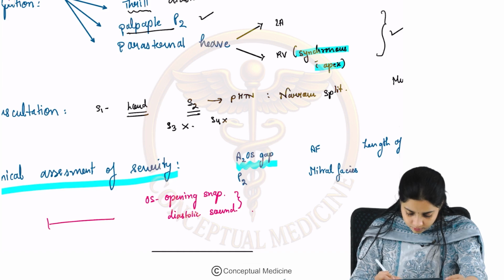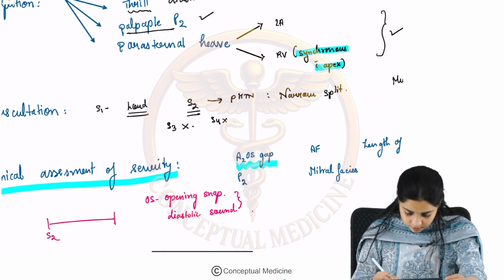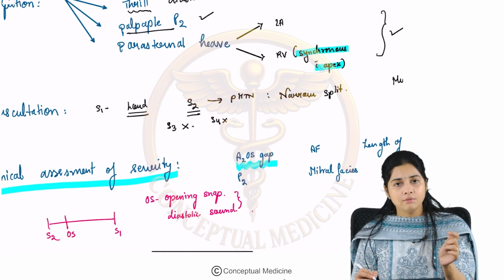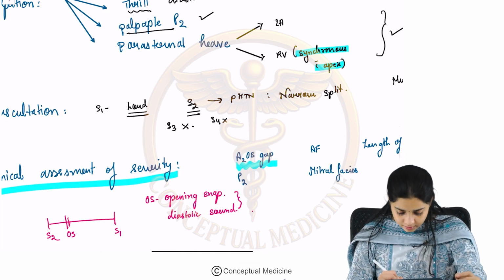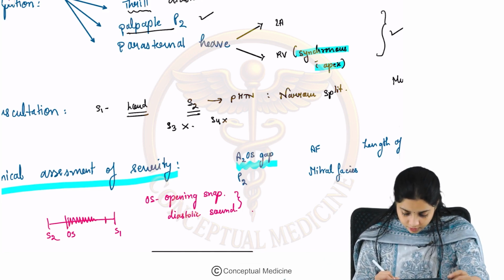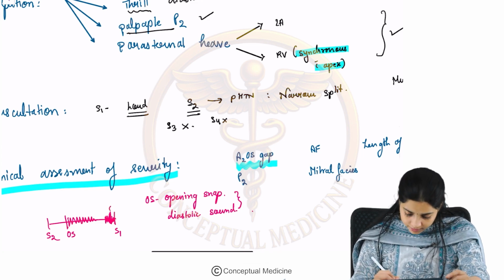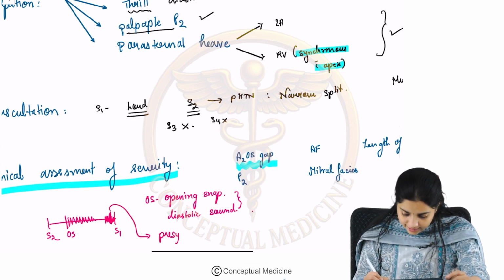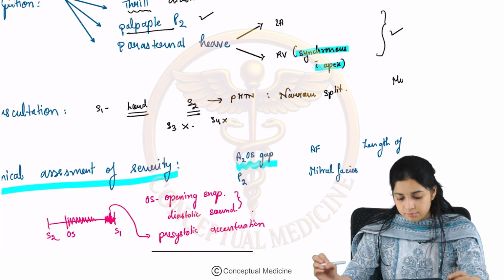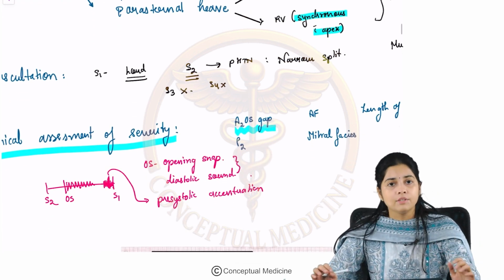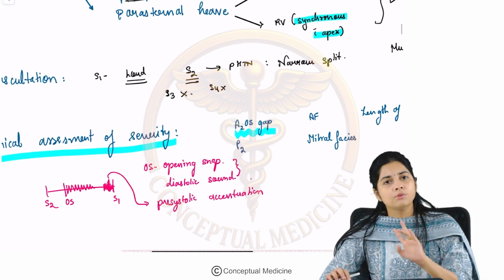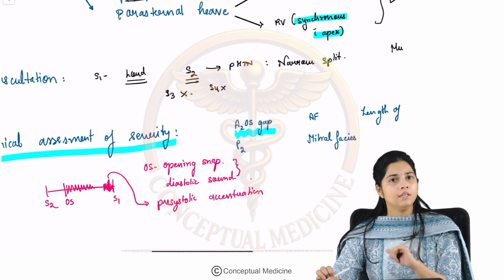Generally when you auscultate the murmur, this is your S2, this is your S1. So you have a mid-diastolic murmur. You hear the second heart sound, followed by the opening snap. Then you hear the mid-diastolic murmur. And you can also have a gap followed by pre-systolic accentuation of the murmur. So opening snap and pre-systolic accentuation are two very important other features seen with mitral stenosis.